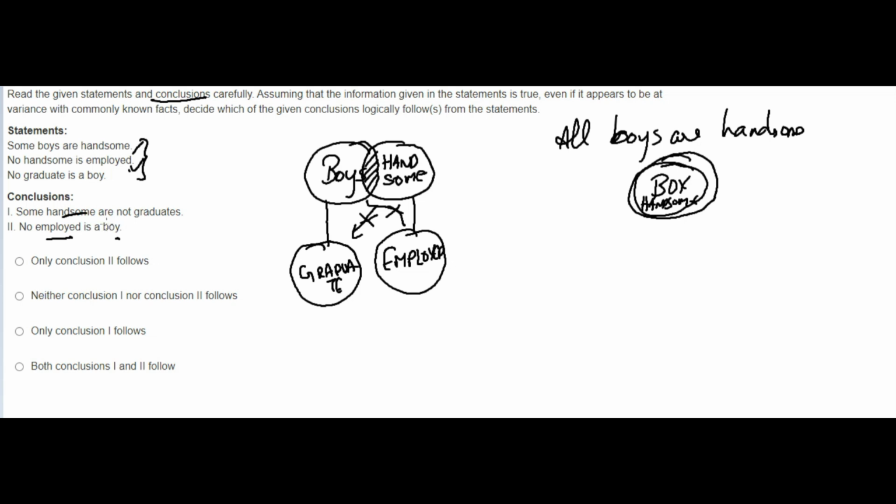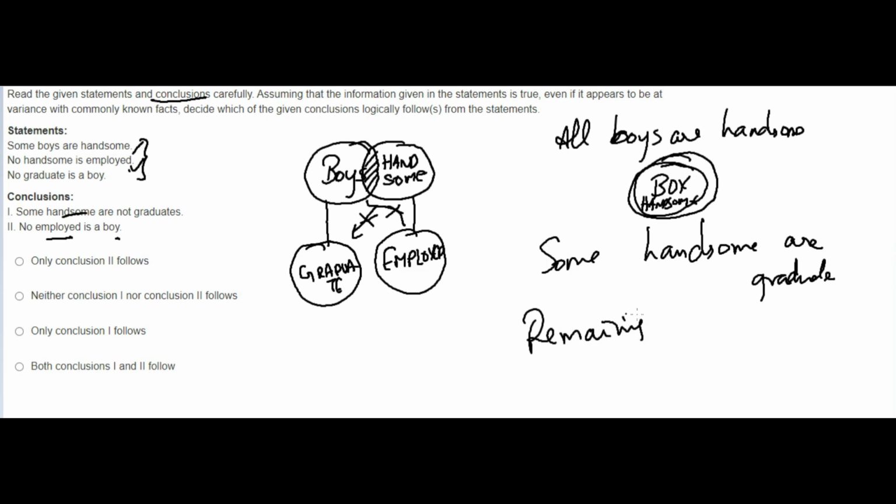So some handsome are not graduates. But look at the first one. Some handsome are not graduates. Not some, but what does it mean? Some handsome are graduates means the remaining some of them are not graduates. But what they say means no handsome is a graduate. So here no handsome is a graduate. So this statement is wrong. And no employed is a boy. That is right. No employed is a boy.